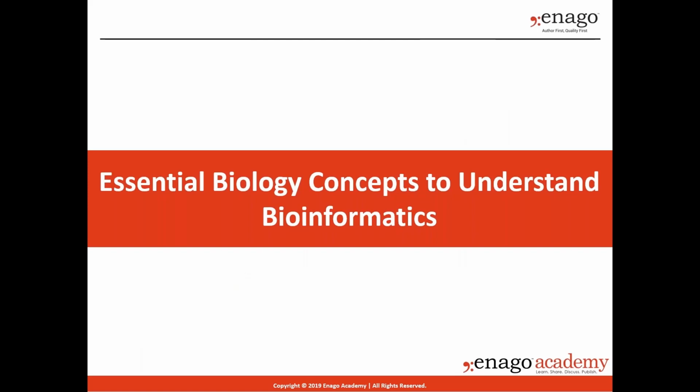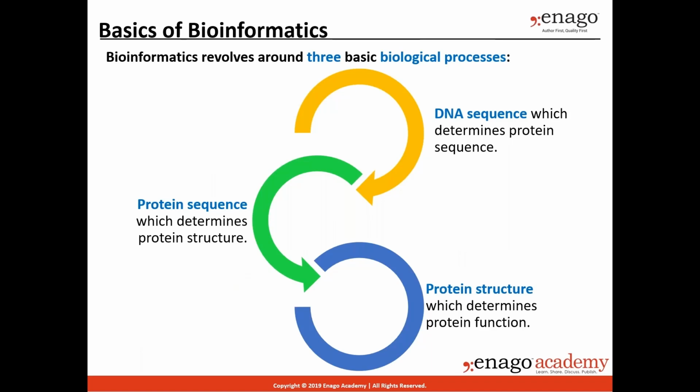So moving on to understand the essential biological concepts that we need to understand for bioinformatics. It revolves around three basic biological processes, and most of you are probably familiar with this. Number one, we have the DNA sequence, which is going to determine our protein sequence. Our protein sequence is going to determine the protein structure, and of course that protein structure will determine the function of that protein. Is it an enzyme? Is it a transcription factor? Is it a chaperone, etc.?